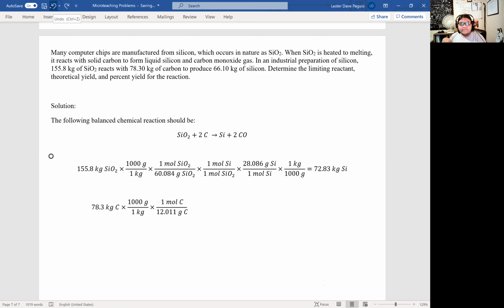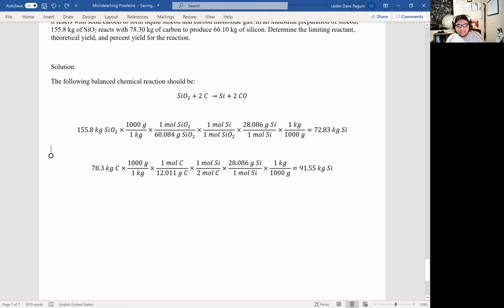We would now convert from moles of carbon to moles of silicon. By looking at the balanced chemical equation, the ratio of silicon to carbon is 1 to 2. So 1 mole of silicon for every 2 moles of carbon. And now we would convert the moles of silicon to grams of silicon, so 28.086 grams of silicon for every 1 mole of silicon. And we would convert those grams of silicon to kilograms of silicon by doing 1 kilogram over 1,000 grams. By plugging in the calculator, we would have 91.55 kilograms of silicon.